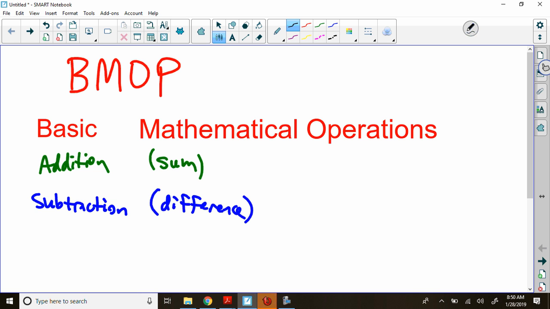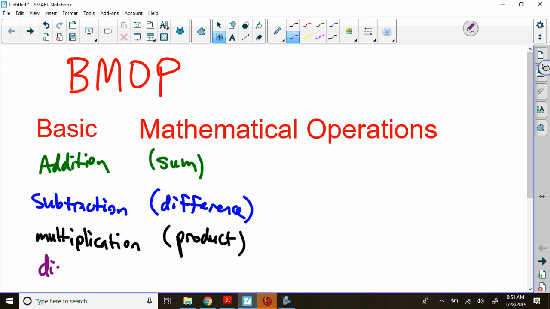The other operation that we're going to look at is, of course, multiplication. When you multiply a couple of things, what you find is their product. And last but surely not least, when you use division, of course, then what you find is the quotient.